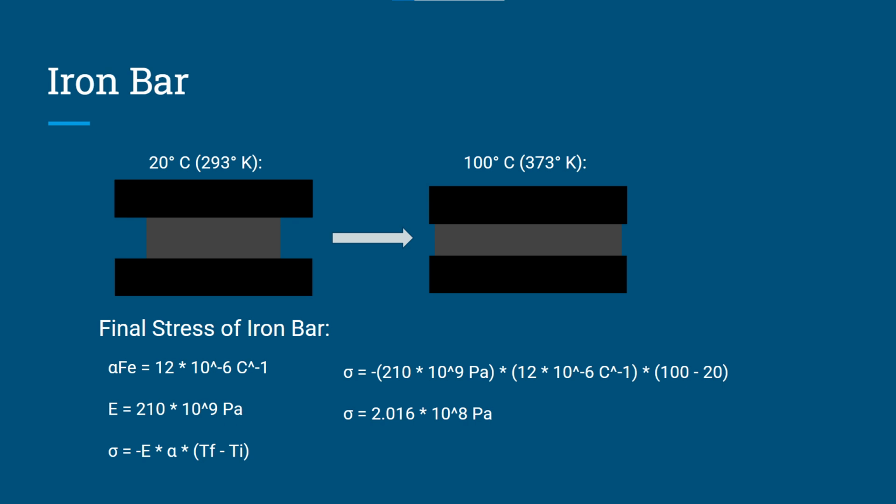The stress on the iron bar when it goes from 20 degrees Celsius to 100 degrees Celsius is shown by the equation of the negative elastic modulus times alpha times the difference between the final minus the initial. The elastic modulus is 210 times 10 to the 9th pascals. Alpha is 12 times 10 to the negative 6. And the difference between the temperatures is 80 degrees Celsius.